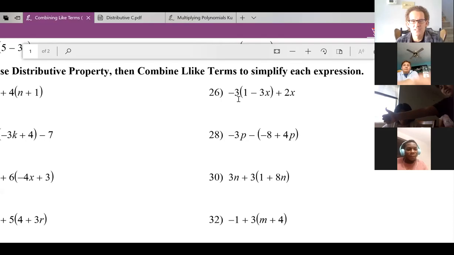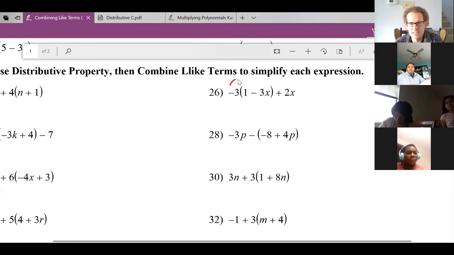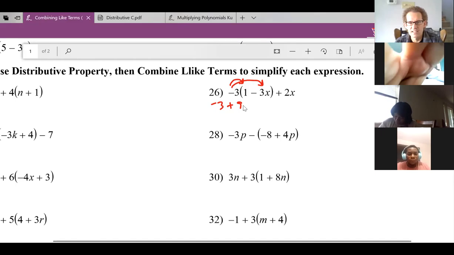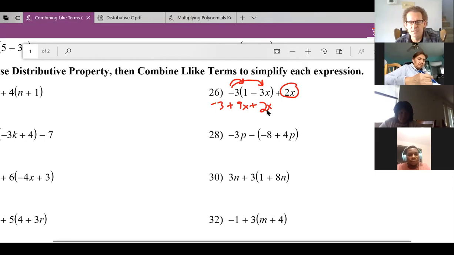All right, so in number 26, negative times a positive, you get a negative. So I'm multiplying this way. Negative 3 times 1 is negative 3. Negative 3 times negative 3x, a negative times a negative, is positive 9x. And then I still have 2x here, so I combine my like terms. My 9x and my 2x go together. I get 11x, and I bring the negative 10 over. And now the whole thing is complete.